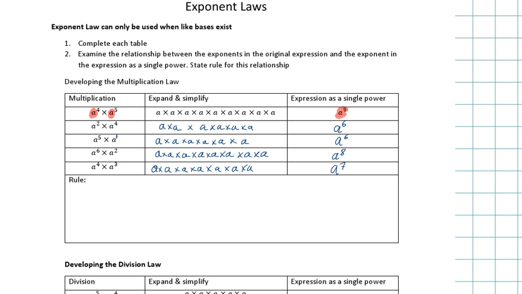Okay, so the rule is whenever you're multiplying, you keep the like base. The base does not change. And this is where most people will make mistakes. So keep the like base and add the exponents.